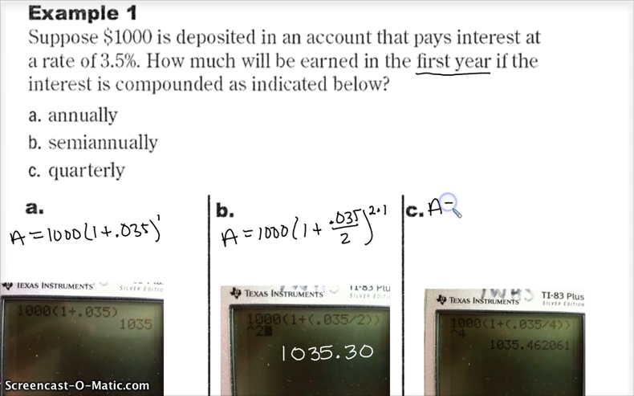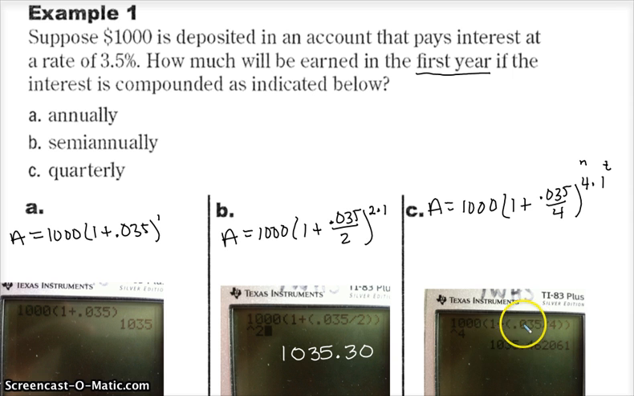The amount in the account will be 1,000 times the quantity 1 plus 0.035 divided by 4 now, because that's the number of times it will be compounded, raised to the 4 times 1 power, where 4 is my n and 1 is the t. You can see in the calculator display below that I've raised it to just the 4th power.